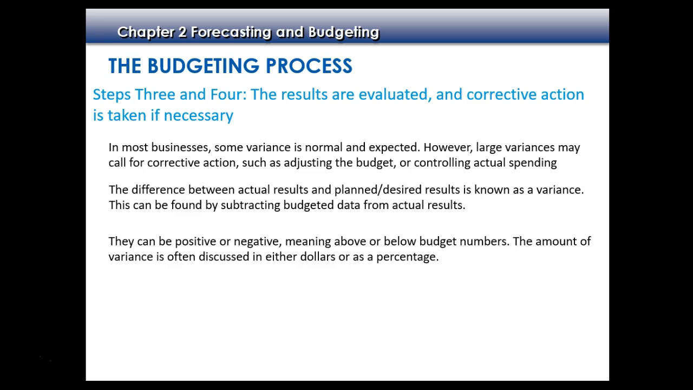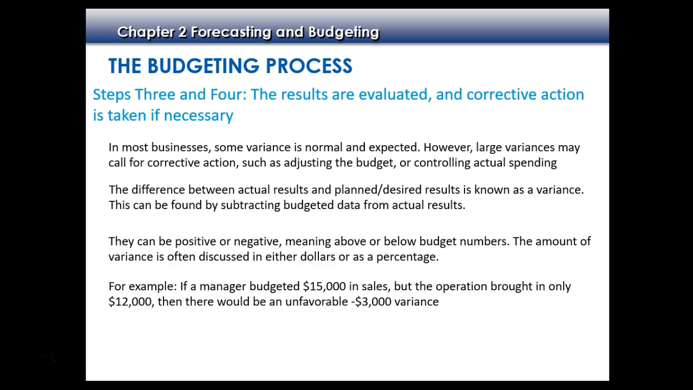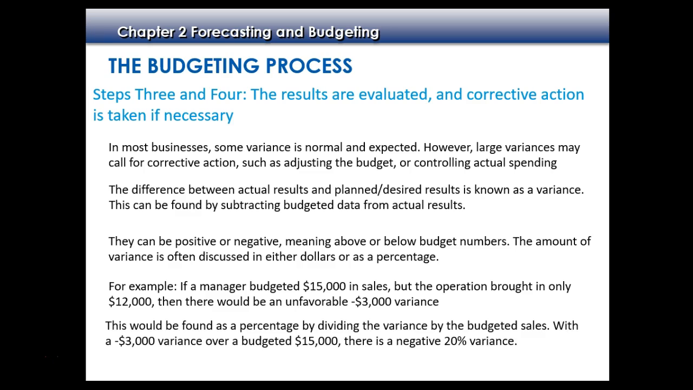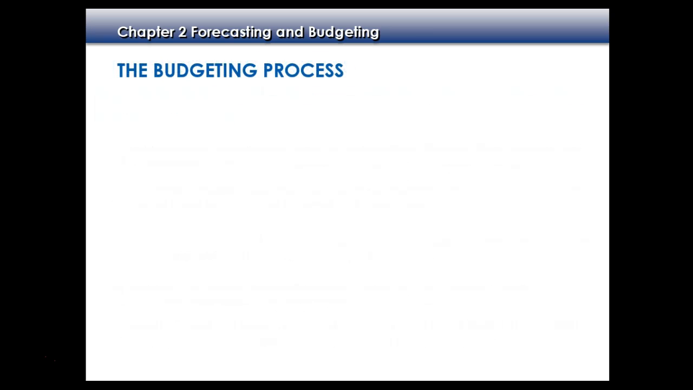Like I said before, they can be positive or negative, meaning above or below the budget numbers. The amount of the variance is often discussed in either dollars or as a percentage. For example, if a manager is budgeted $15,000 in sales, but the operation brought in only $12,000, there would be an unfavorable minus $3,000 variance. And if you want to look at it percentage-wise, that's a 20% variance.